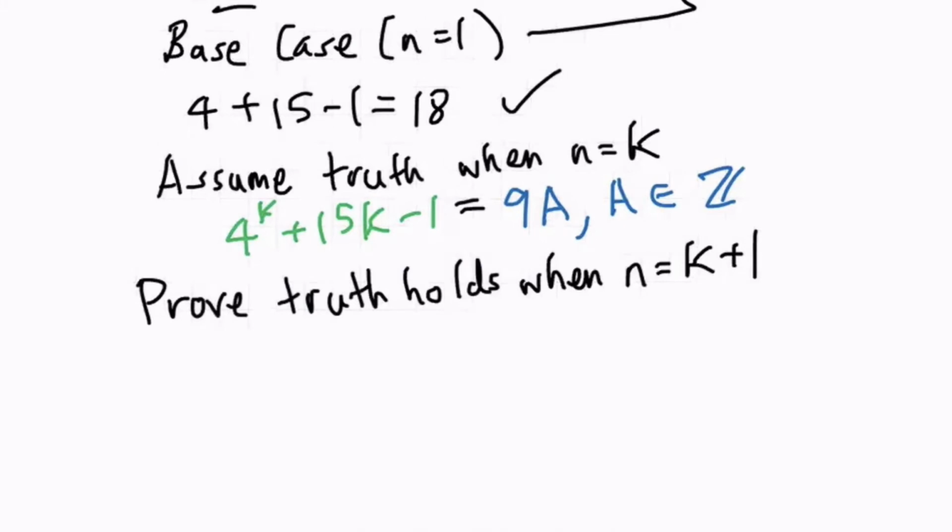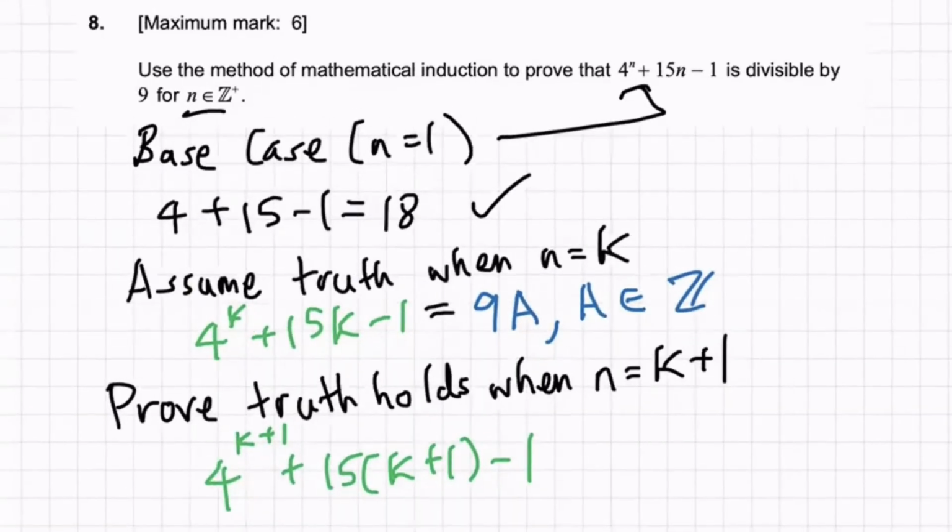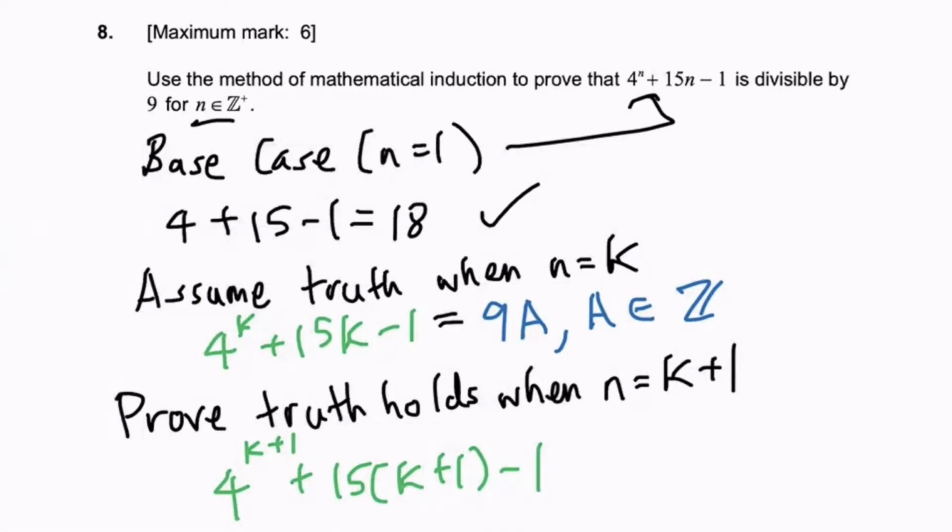I'll use a different color again. So 4 to the k plus 1, again, we're just substituting all the n's as k plus 1's, plus 15 times k plus 1 minus 1. And again, we want to prove that this guy is divisible by 9. Okay, so how do we actually do this?